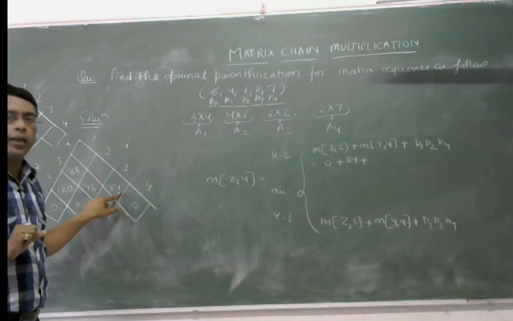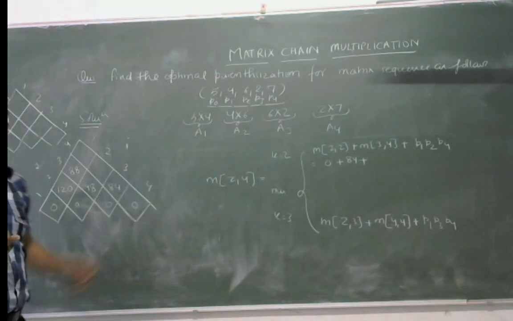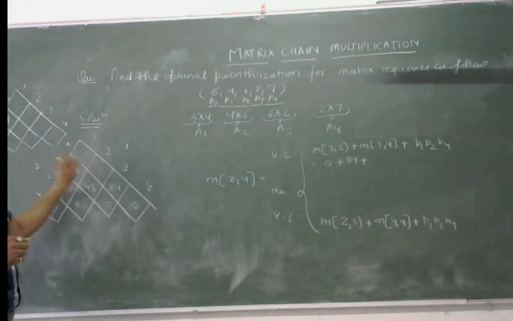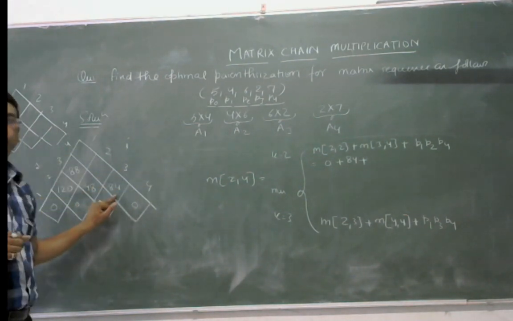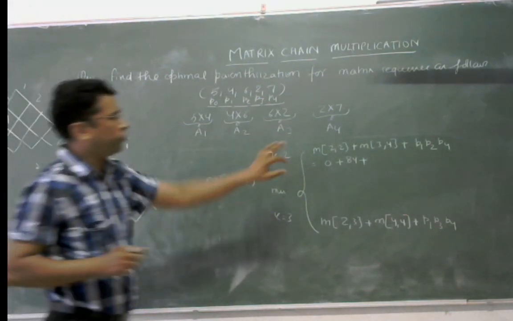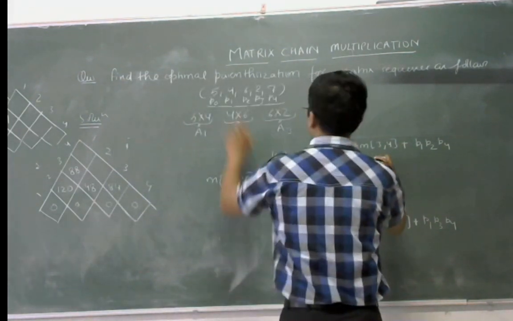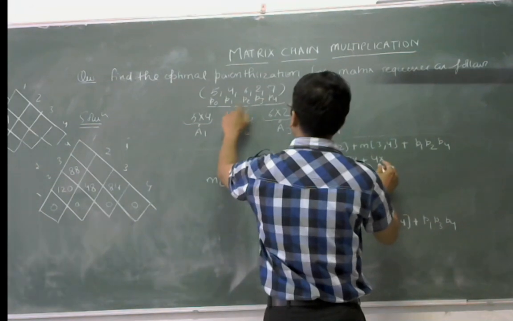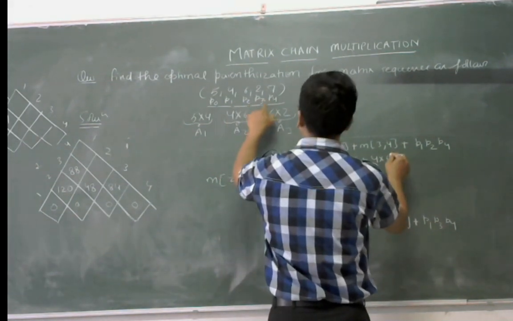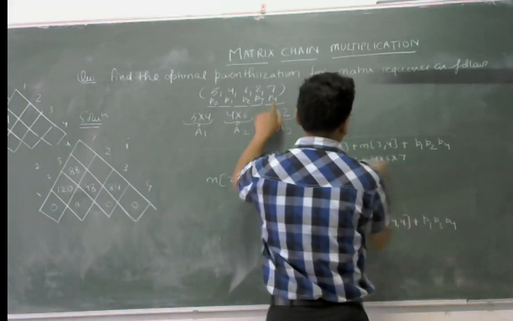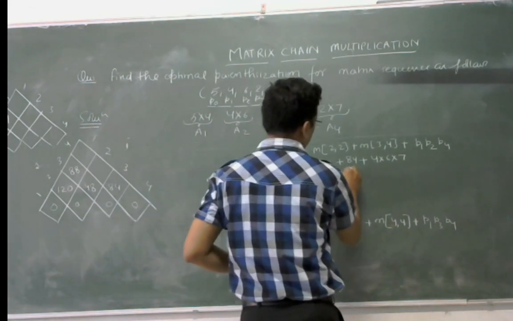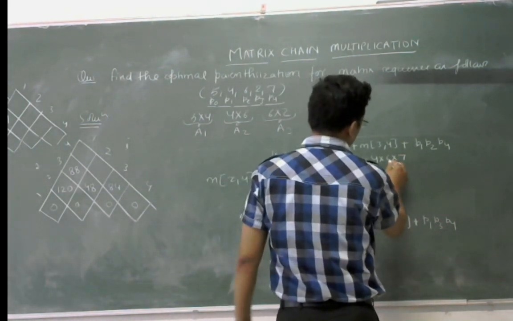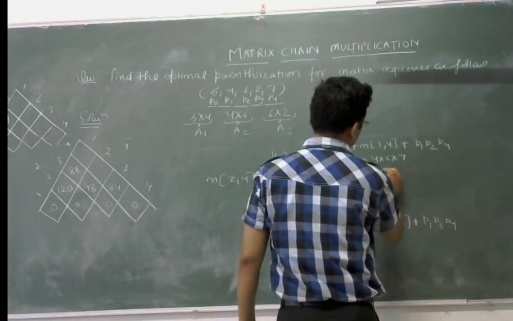This is why it is called dynamic programming, because we are reusing the data that we have already computed. We are directly using the value M34, the minimum value here, that is 84, and then p1 is equals to 4 cross p2, 6 cross p4, 7. So 0 plus 84 plus 4 times 6 is 24, 24 cross 7.